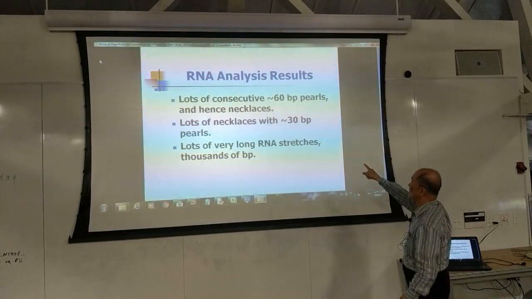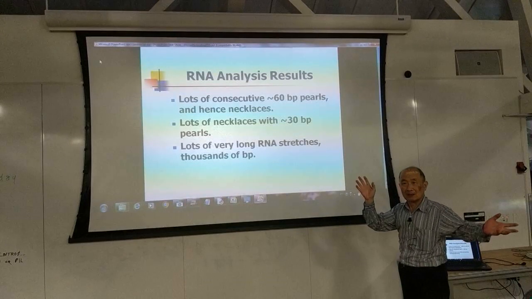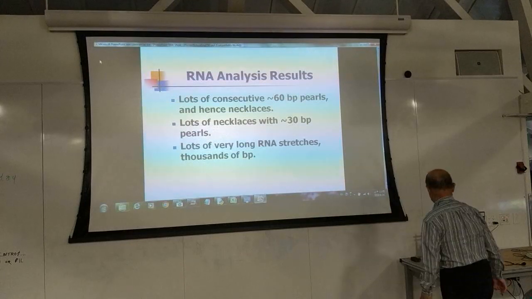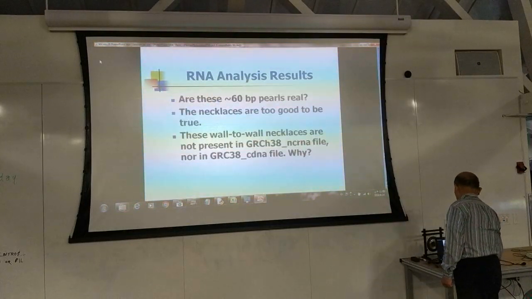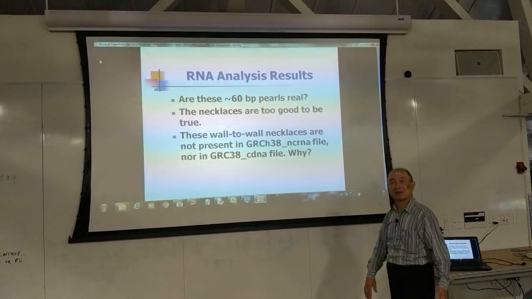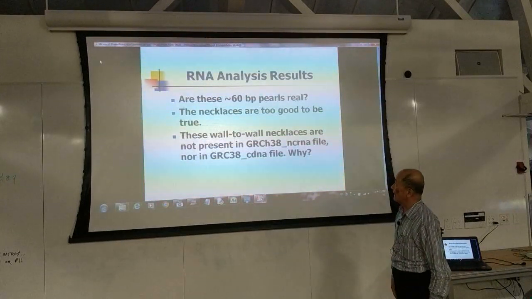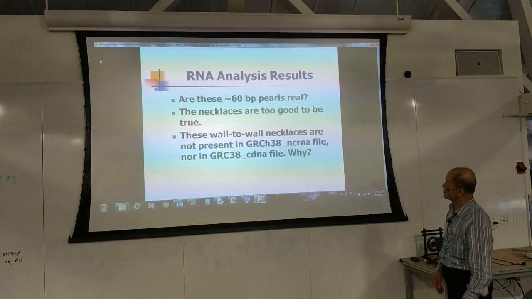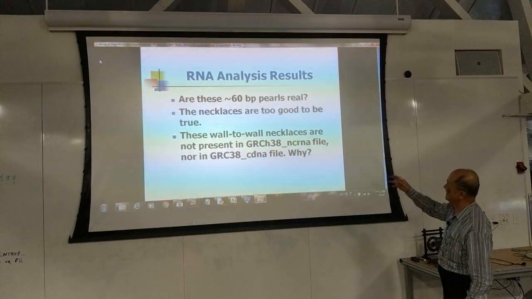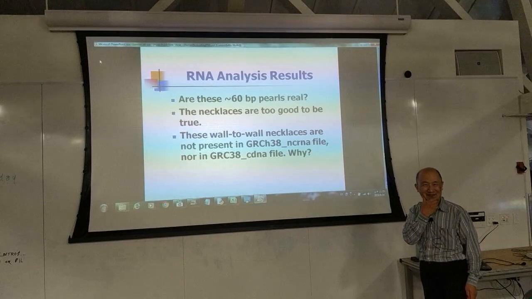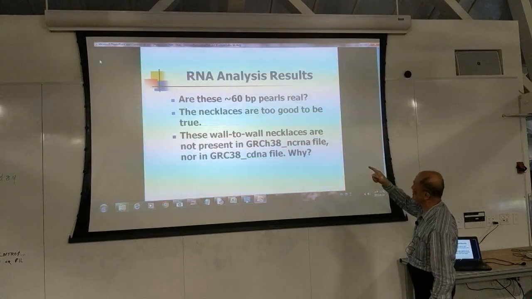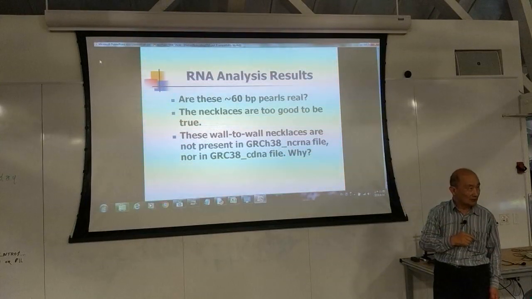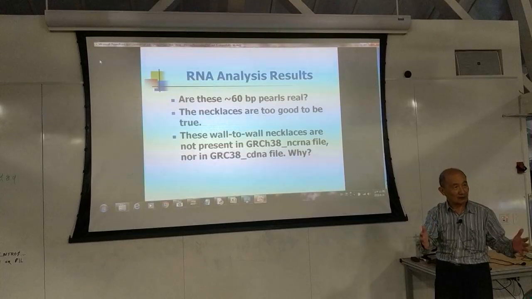So these are interesting things and may have lots of meaning, but I'm only a programmer, I'm not a biologist. These need some expert to do the explanation. Are these 60 base pairs real? Do they actually have biological meaning? I don't know. And the necklaces are too good to be true.